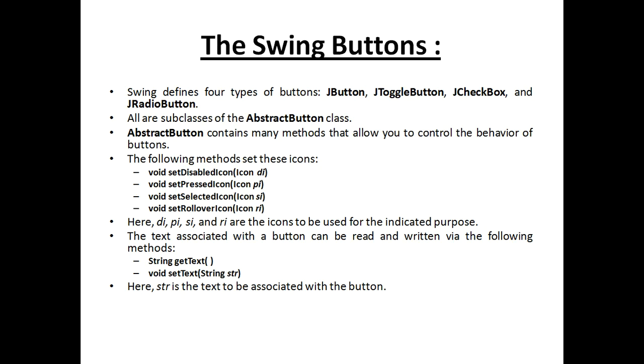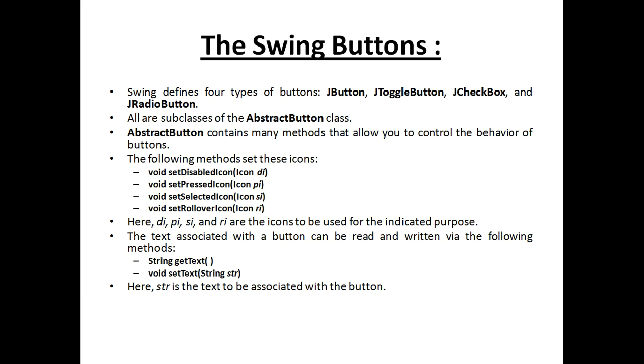Good afternoon, students. In this video, we'll talk about the different kinds of Swing buttons which we can make use of in our program to create the graphical user interface. Swing defines four types of buttons: JButton, JToggleButton, JCheckBox, and JRadioButton. Based on this, we will be seeing one example for each type of button.